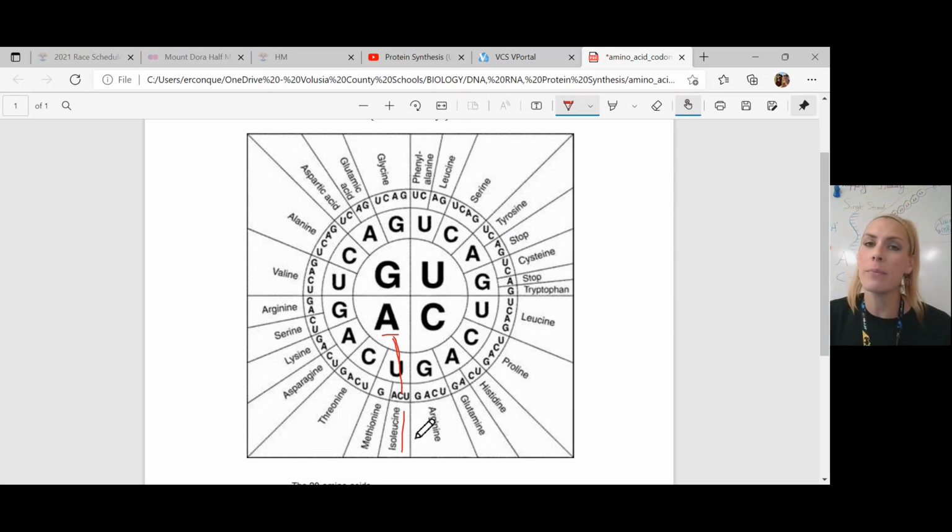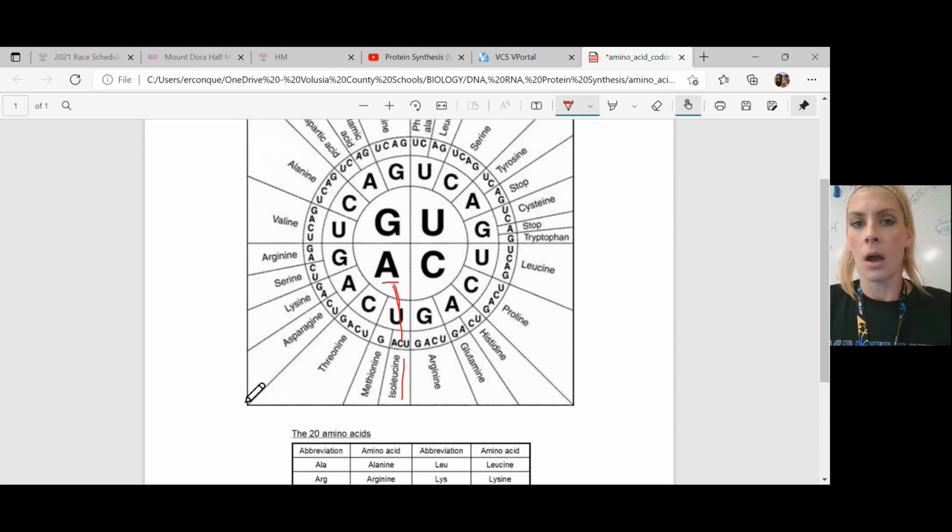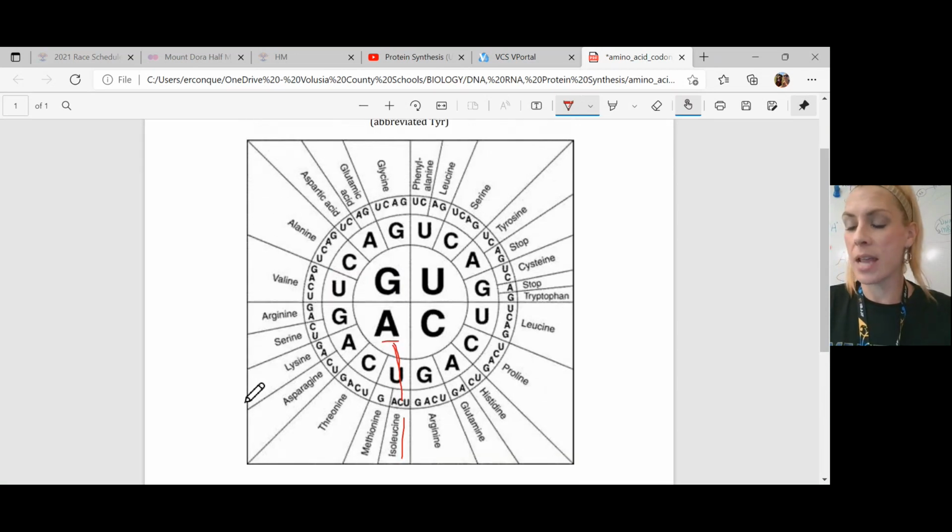You do not have to remember the names of all of these because you will have this chart on your test, I promise. Down below, you see there's another chart. It's the same amino acids. It just gives you the abbreviation. So isoleucine is right here. So instead of writing it out, if I wanted to abbreviate, I could just write ILE. So these are just abbreviations. All right, I want you guys to practice the next 2 codons. It should be AGA and UCG.